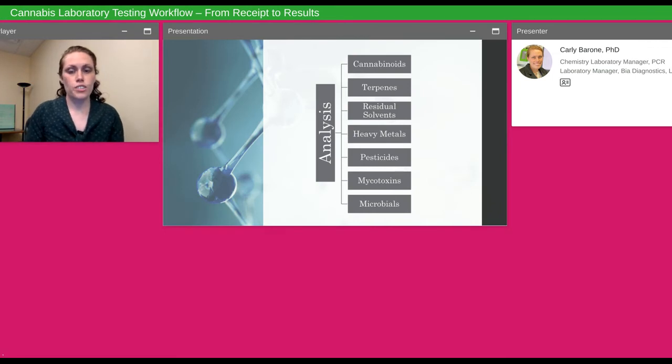Once everything's extracted and ready to go, we are ready for analysis. As I mentioned, we analyze for cannabinoids, terpenes, residual solvents, heavy metals, pesticides, mycotoxins, and microbials, and all of these are done differently. We can have a sample come in that is solely for cannabinoid testing, or we can have a sample come in that needs a full panel.